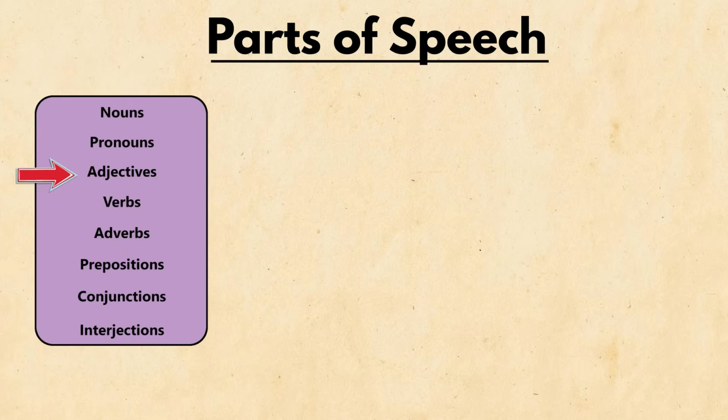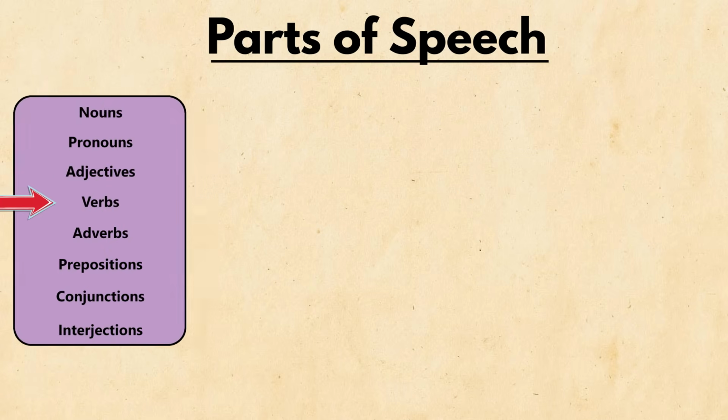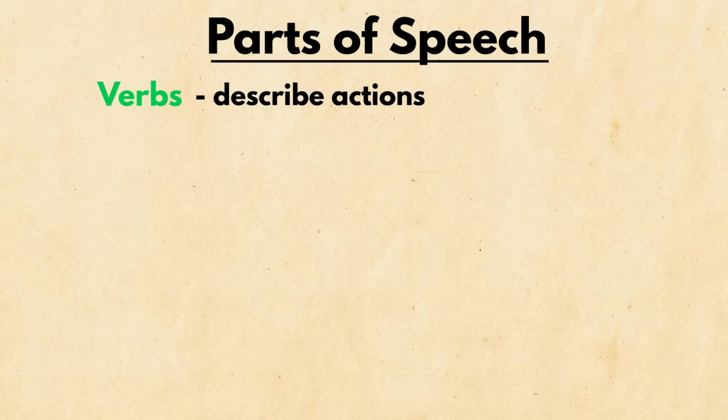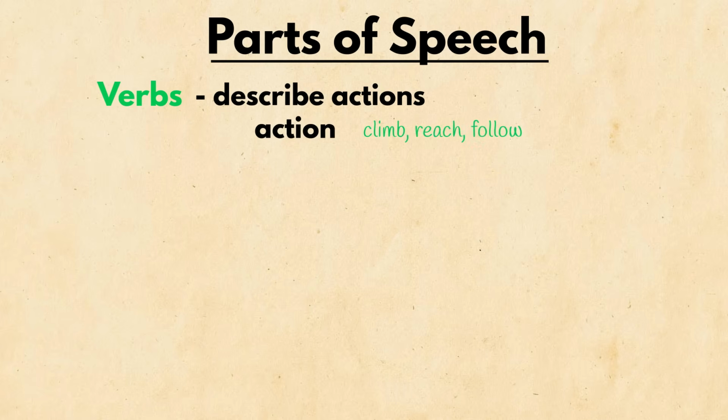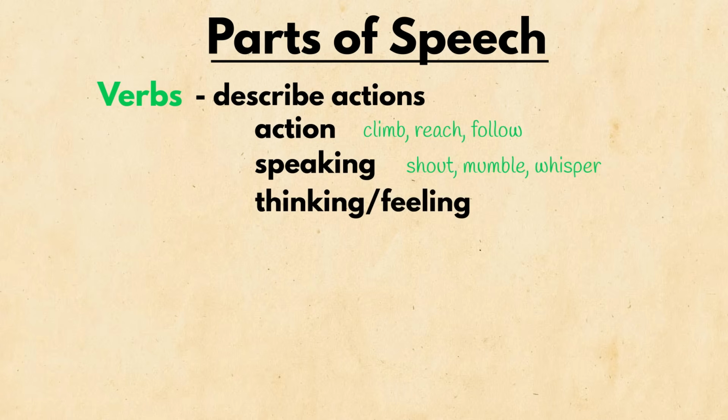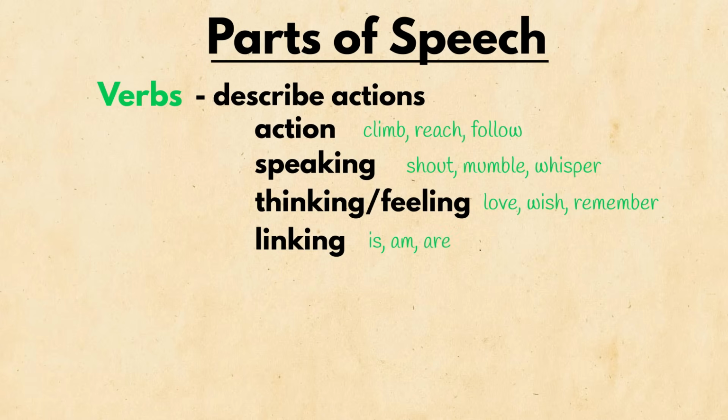Now let's move on to verbs. Verbs describe actions and can be generally categorized into one of the following groups. Action verbs, such as climb, reach, and follow. Speaking verbs, like shout, mumble, and whisper. Thinking or feeling verbs, like love, wish, and remember. And linking verbs, also known as relating verbs, such as is, am, and are.